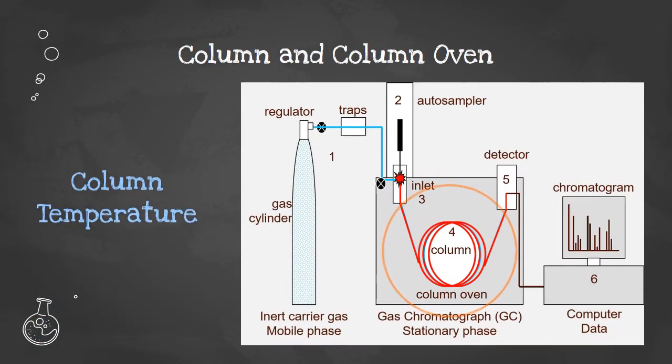Column temperature is an important variable that must be controlled to a few tenths of a degree for precise work. Thus, the column is normally housed in a thermostated oven. The optimum column temperature depends on the boiling point of the sample, and the degree of separation required. Roughly, a temperature equal to, or slightly above the average boiling point of a sample, results in a reasonable elution time, around 2 to 30 minutes.